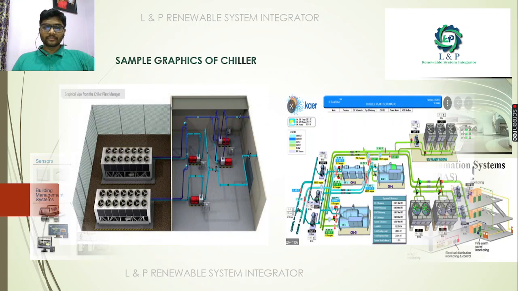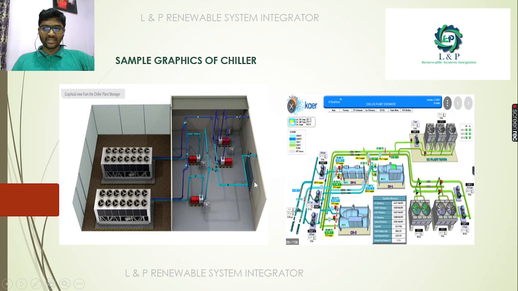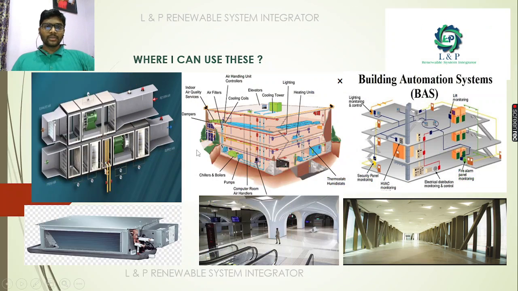This is one sample graphic of how the chillers look, and these are the pumps. There is a separate pump for supplying and a separate path for taking the return water from the building. So where can I use this? As we said earlier, it is used in metro stations and multi-storey buildings, and it plays an important role in supplying chilled water to the air handling units and fan coil units.